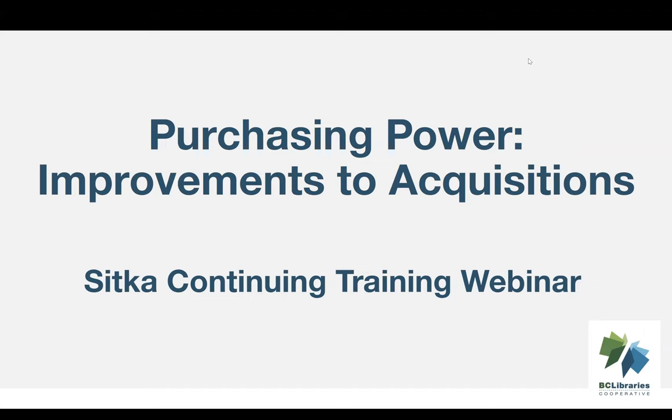So welcome to Sitka's continuing training webinar, Purchasing Power, Improvements to Acquisitions. Today we're going to be looking at the changes in acquisitions that we'll see when we upgrade to Evergreen 3.11. Now, one caveat, we are still 2 months out from the upgrade, so there's probably going to be some minor differences between what we look at today and what you see in October after the upgrade. We're going to make sure that any significant changes are documented.